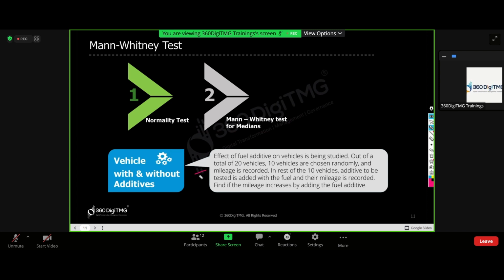And when you have such kind of problems, vehicle with and without additives. Effect of fuel additives. Additive means if you are adding something in your fuel, let's say oil, then how it is going to affect your vehicle. So effect of fuel additive on vehicles is being studied. Out of total 20 vehicles, 10 vehicles are chosen randomly and mileage is recorded. While in rest of the 10 vehicles, additive to be tested is added with the fuel and their mileage is recorded. Find if the mileage increased by adding the fuel additive or not. So for that purpose, we will perform Mann-Whitney test for medians.